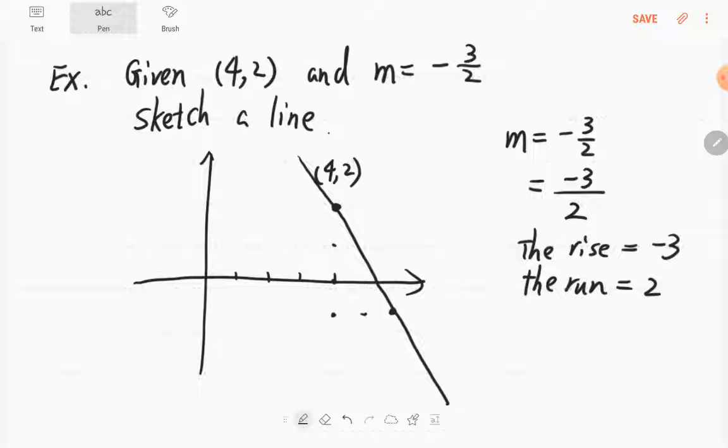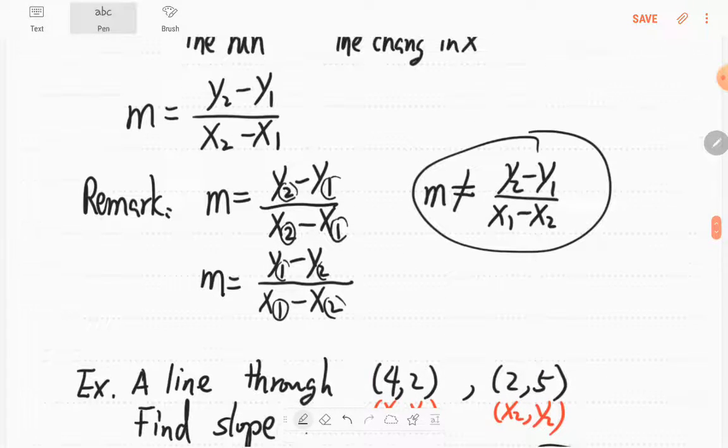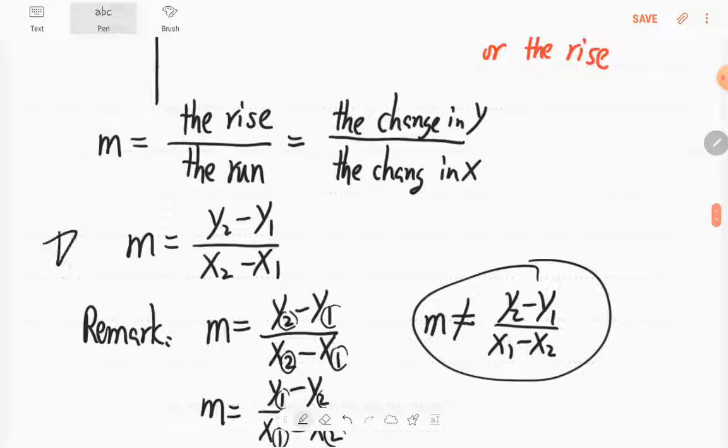So for this part, the most important thing is this formula. If you know 2 points, you can always calculate the slope of the straight line that goes through these 2 points.